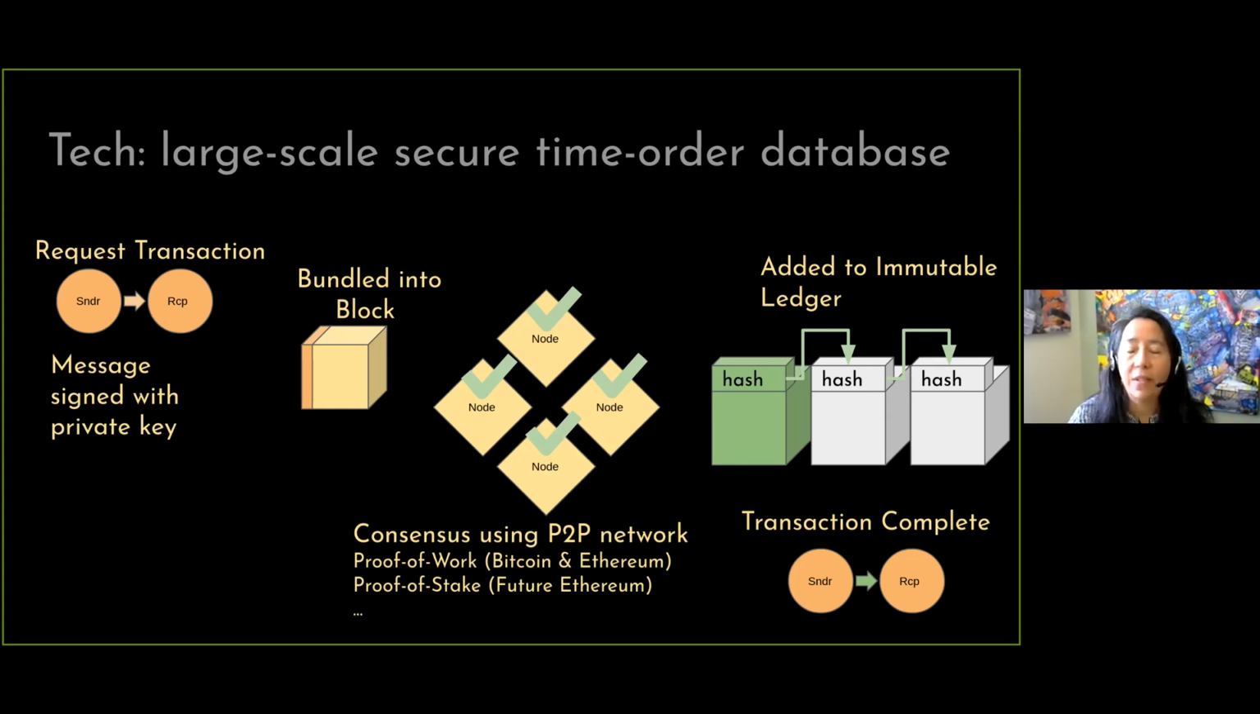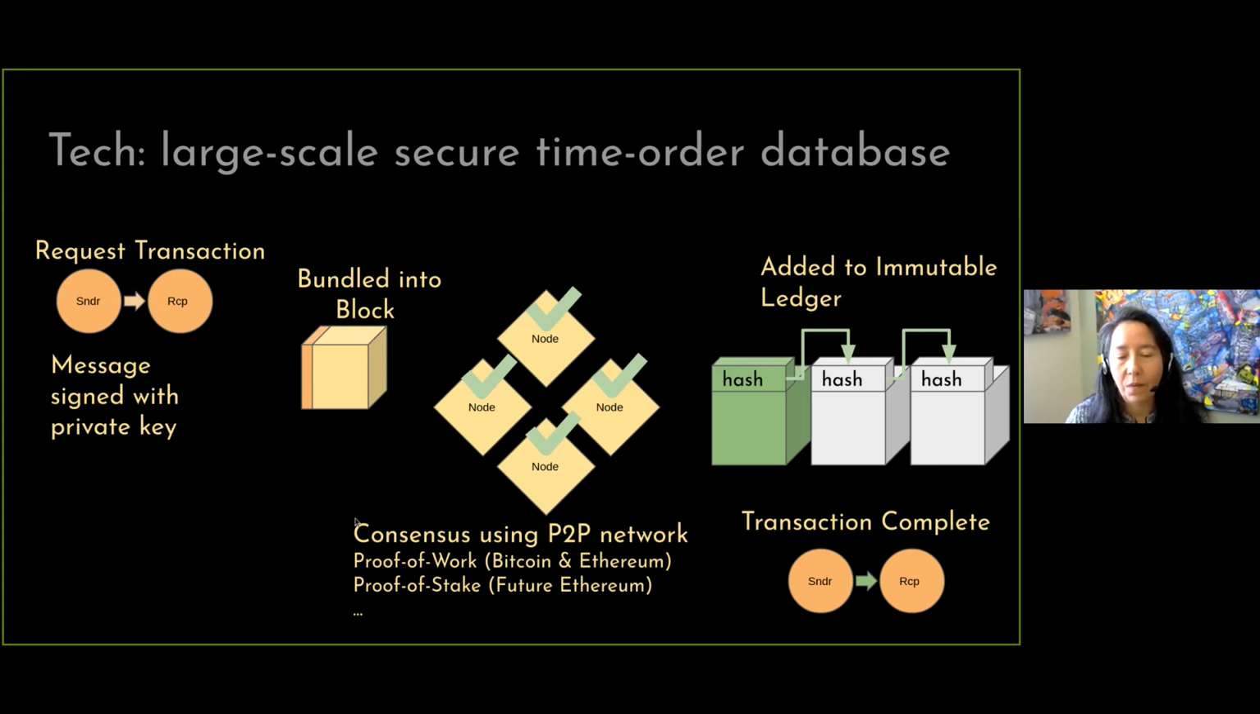So the first thing I thought I would do is go over a little bit of the tech. Basically, a blockchain is a large-scale, secure, time-ordered database that uses cryptography. The first step is a transaction between a sender and a recipient, and that message is signed with a private key. It is then bundled into a block, and that block is sent into a peer-to-peer network of nodes, which then agrees or disagrees to add it to the blockchain ultimately.